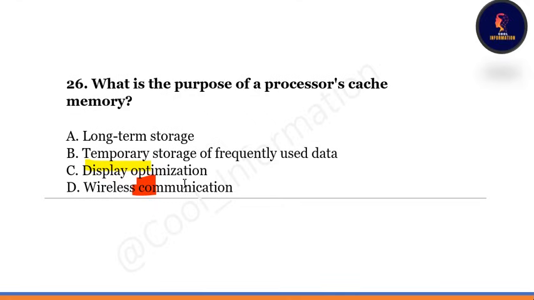Option A is long-term storage. Option B, temporary storage of frequently used data. Option C, display optimization. Last option is wireless communication. Guys, the purpose of cache memory is temporary storage of frequently used data, and it's a very important memory. It actually enhances the performance of your system.